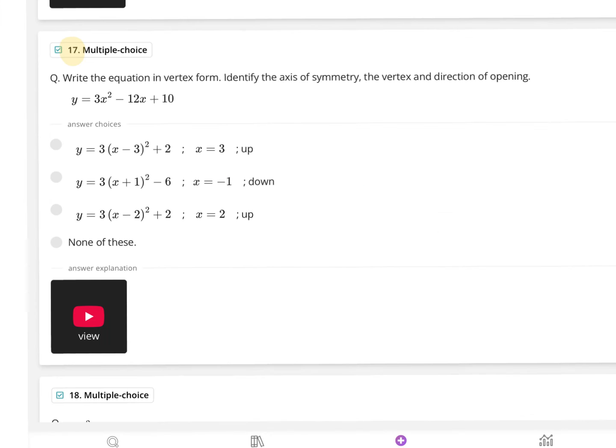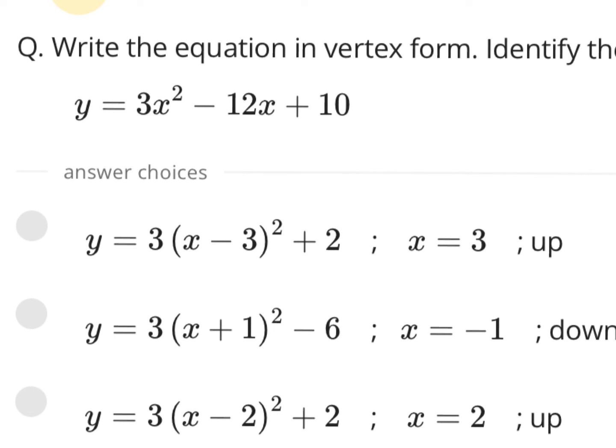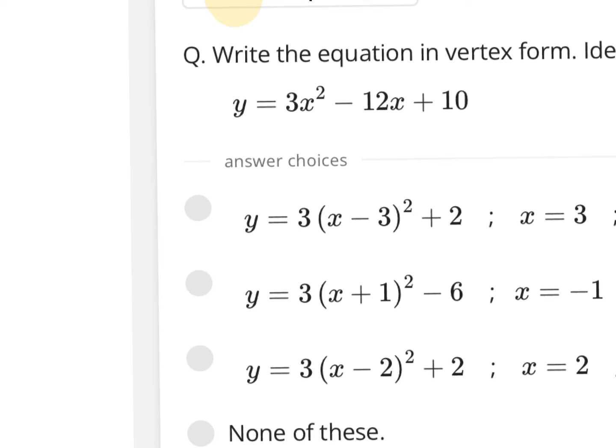This is an equation on the final where it says write the equation in vertex form. And then it says identify the axis of symmetry and the vertex and the direction of opening. Anyway, this is in standard form right here, and we want it in vertex form. Obviously, these guys down here are in vertex form. What are the 3 things that you need to write an equation in vertex form? Anybody? A, H, and K.